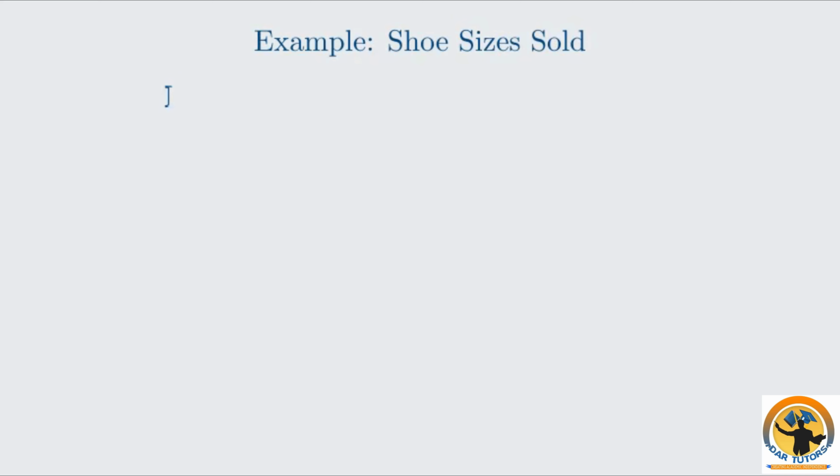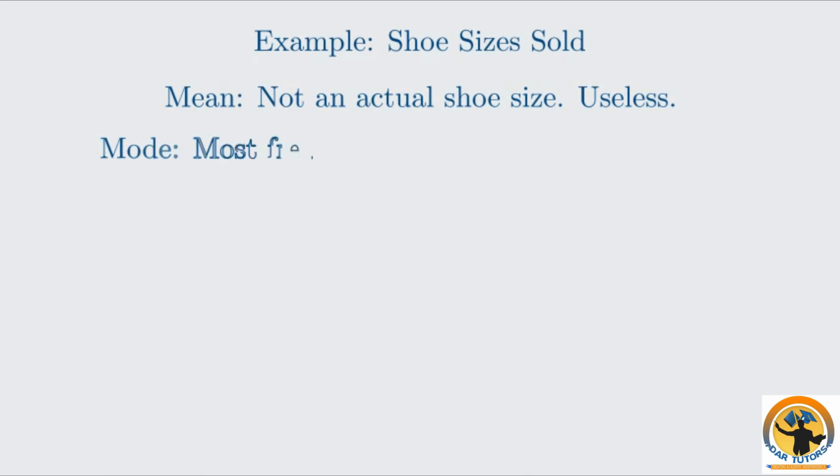Imagine a shoe store. If the owner wants to know which shoe size to stock the most, the mean wouldn't be helpful. An average size like 7.3 doesn't represent an actual size. Instead, the mode tells them the most frequently sold size. This is a perfect application for the mode.